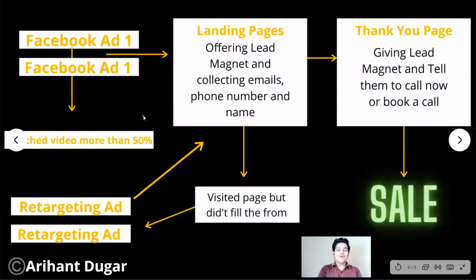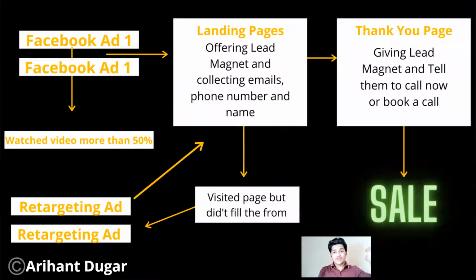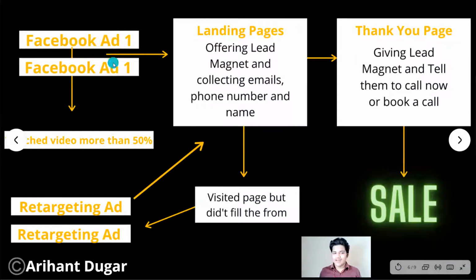So you are promoting your offer, your lead magnet, your irresistible offer, whatever you are promoting via Facebook ads. Let's say you created two different ads, you are split testing between them. You can do two, more than two, three, four, five, 10, hundreds of things you can do.